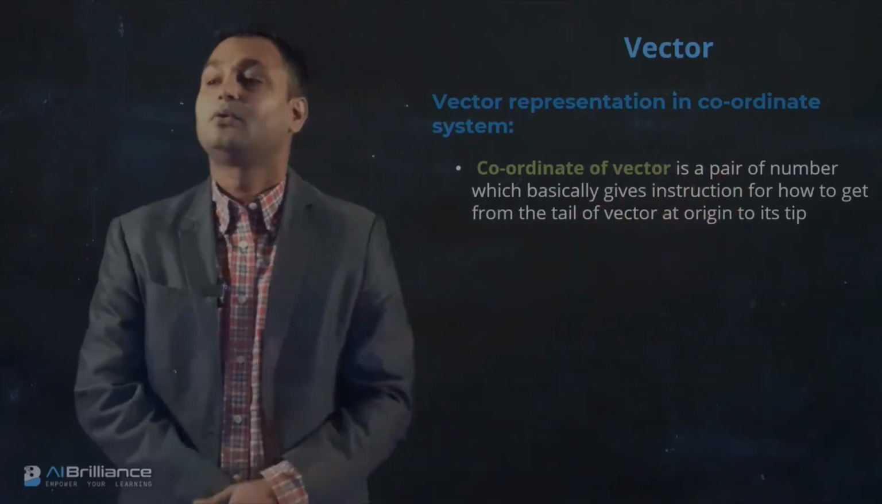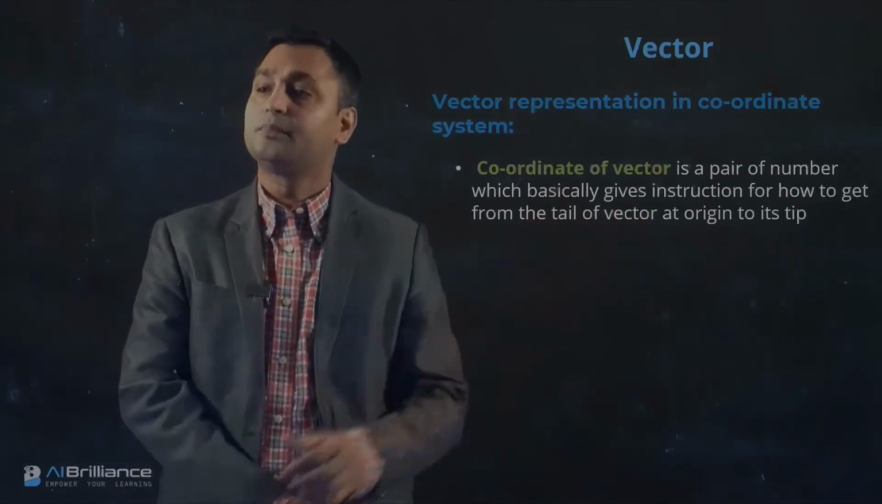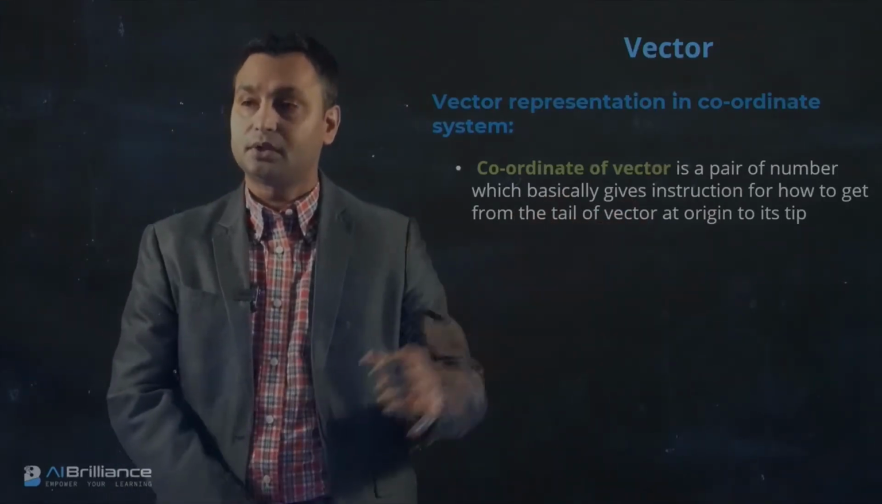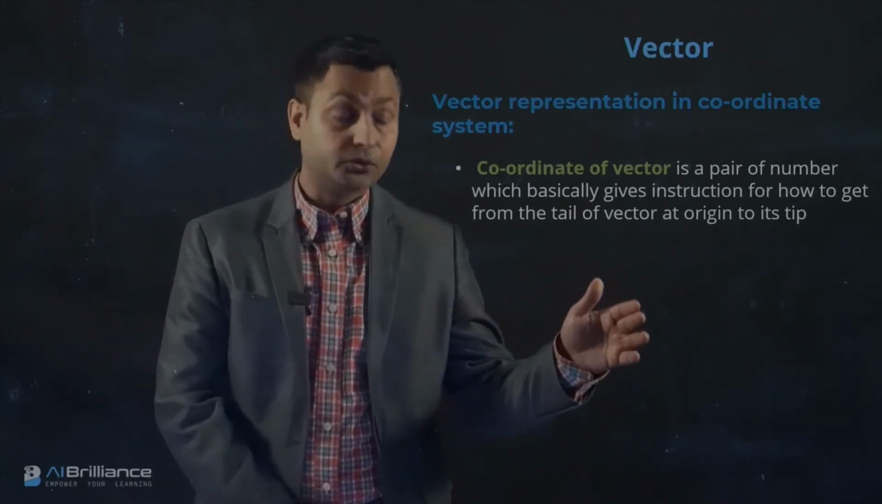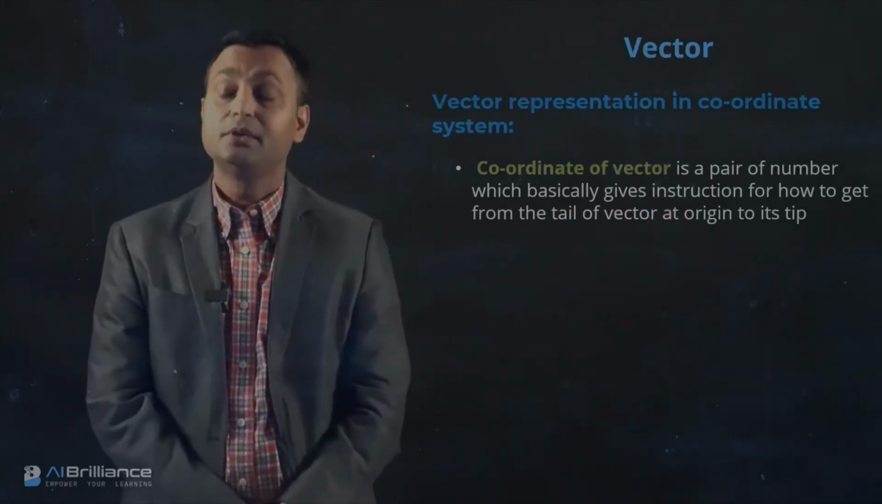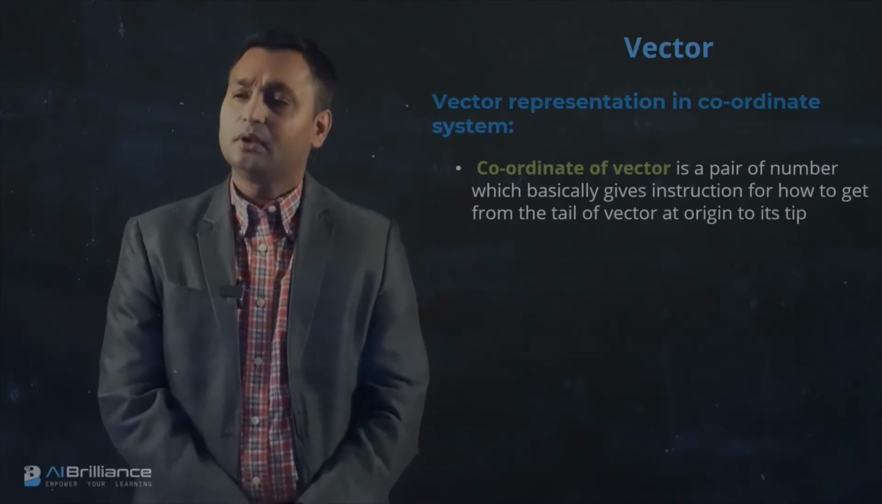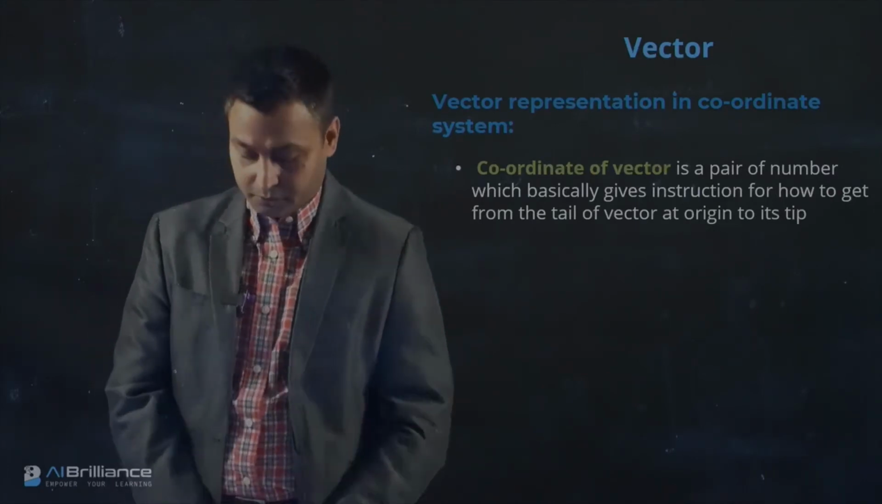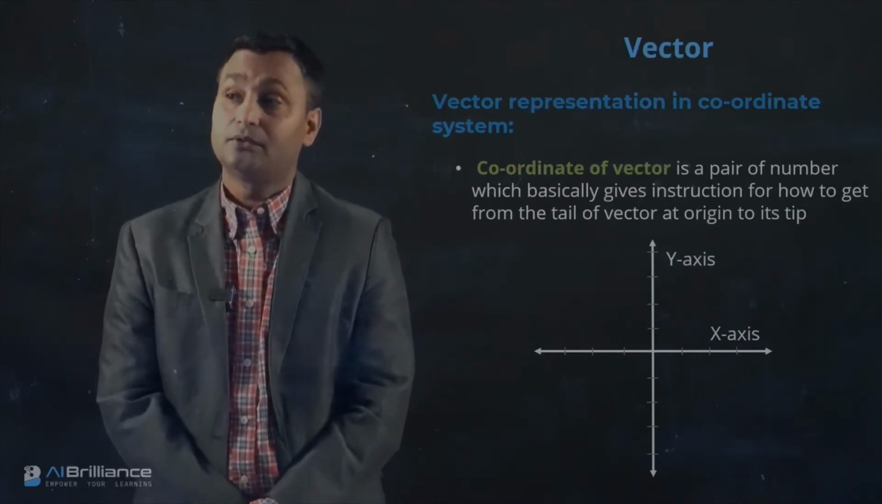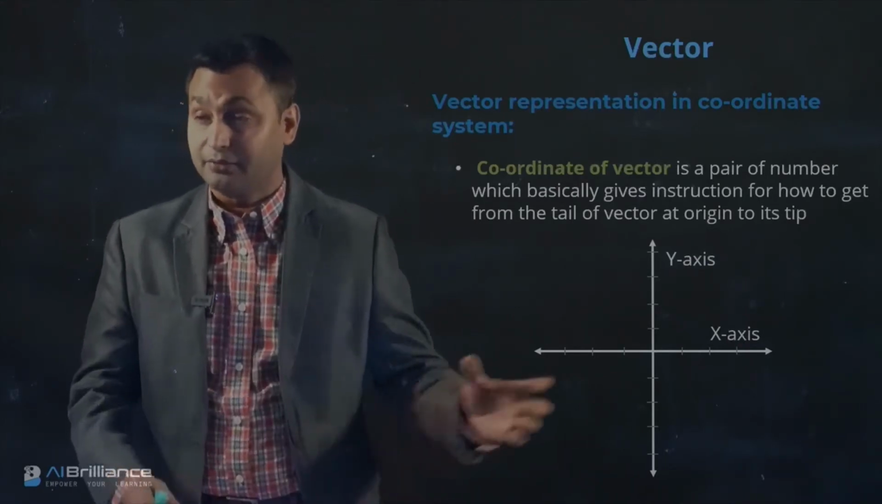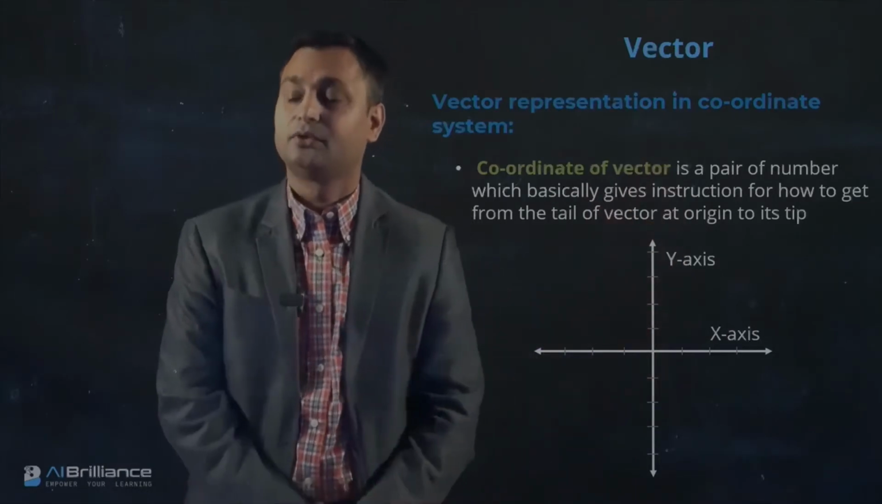Okay, a coordinate of a vector is essentially a pair of numbers which gives instructions on how to get from the tail of the vector at the origin to its tip, and this is something that I have described. So let me deal with it a little bit more with one simpler example that I have here. The first thing you need to do in order to understand this concept is to have an axis, x-axis and y-axis for a 2D example.